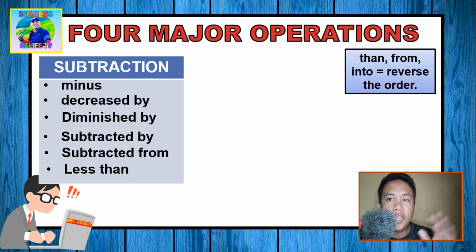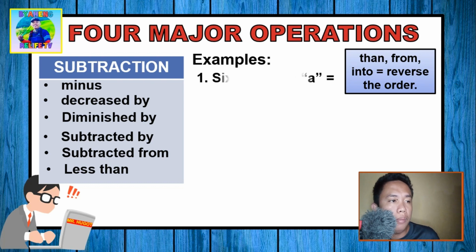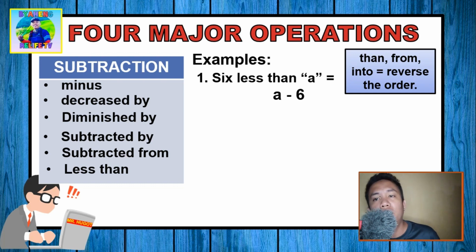So, try natin magbigay ng mga example para mas maintindihan nyo. Example, we have 6 less than a. So, the word than, we have less than. Pag sinulat mo siya, may siyang a minus 6. Hindi pwede maging 6 minus a. Kasi we use the word less than, yung 6, mapupunta sa likod ng a. Yun ang ibig sabihin ng i-reverse mo yung order. Kaya from 6 less than a, may siyang a minus 6 pag translate natin.